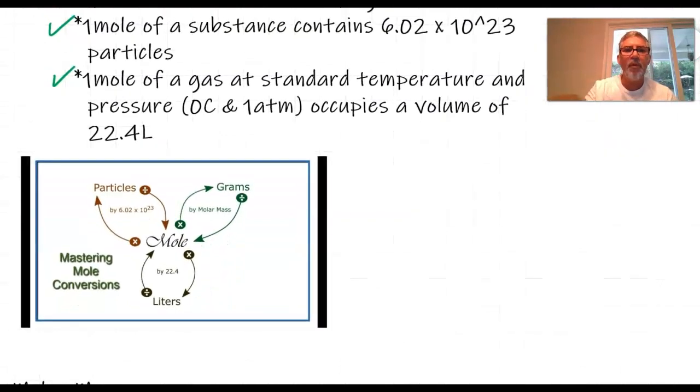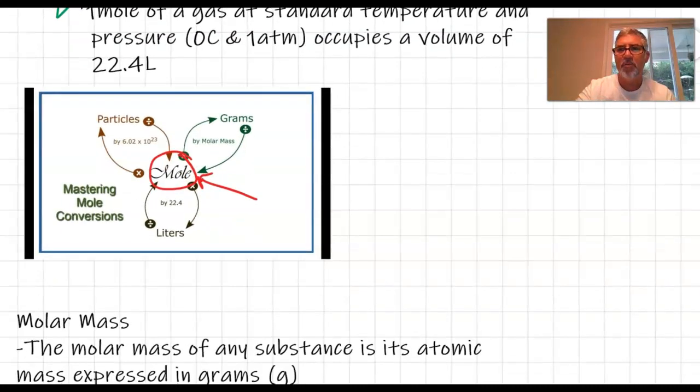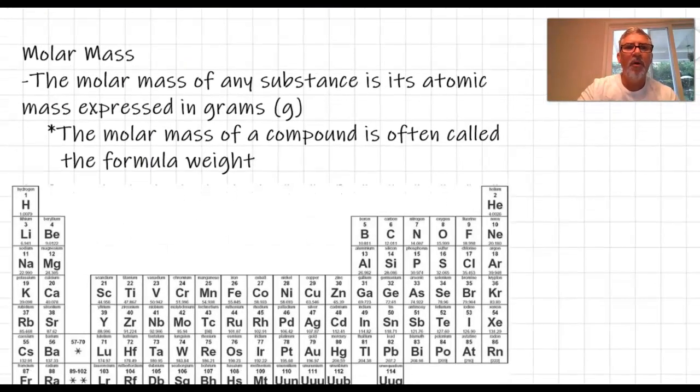When we look at going between these different units, it's important to remember that the mole is in the center. If I want to transfer particles to grams, I have to go to moles first, and then go out to grams. If I want to go from grams to liters, I have to go through moles to get to liters. So the mole is our central unit for conversion, and it's pretty easy. I'll show you how to do it.